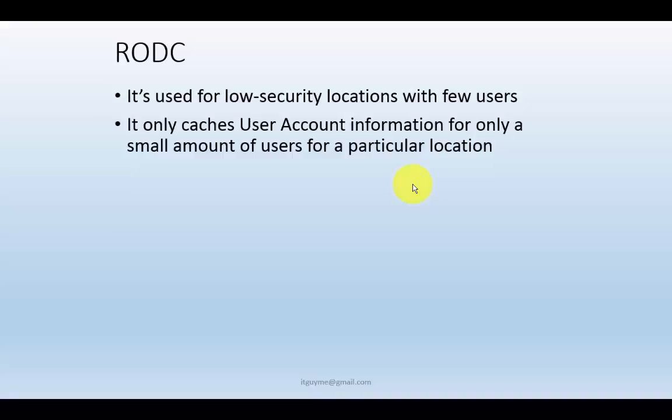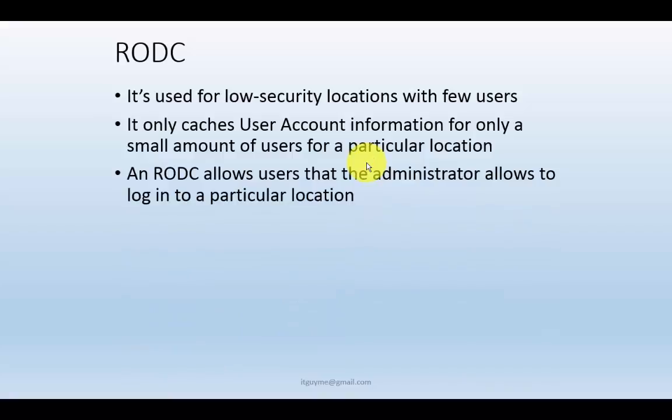So we will be manually adding that information, and the screen where we are now is actually asking, hey, do you have any user account whose username and password you want to cache locally? We're going to talk about that screen. RODC allows users that the administrator allows to log in to a particular location. So we will be manually adding users. That's what it says, right?